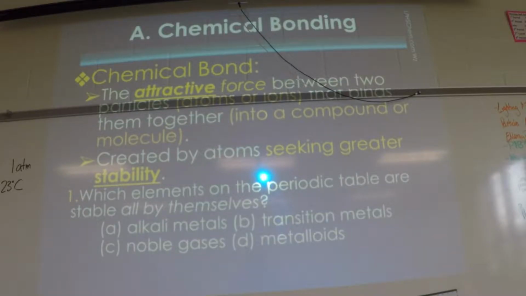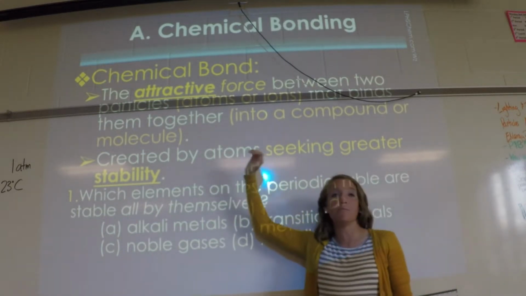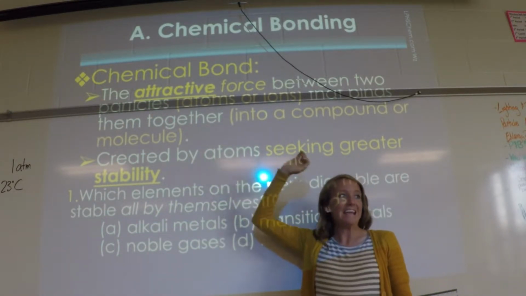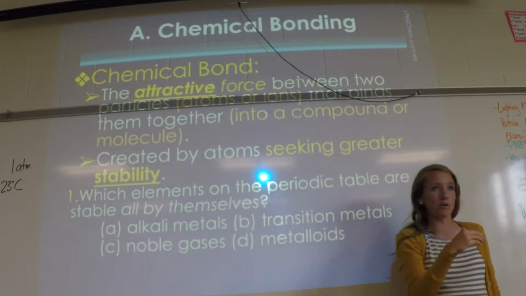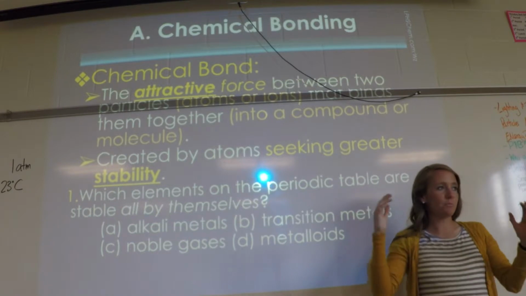Now we're talking about the forces inside of a molecule. A chemical bond in general is the attractive force between two atoms. The reason atoms bond in the first place is for stability. If it didn't make them more stable, they wouldn't bond in the first place. So just be aware of that.